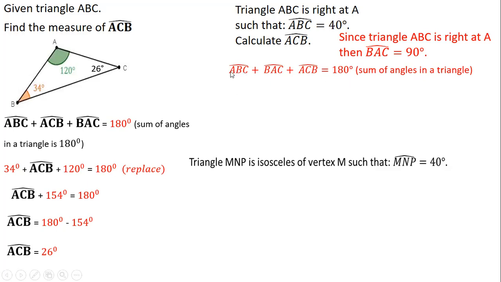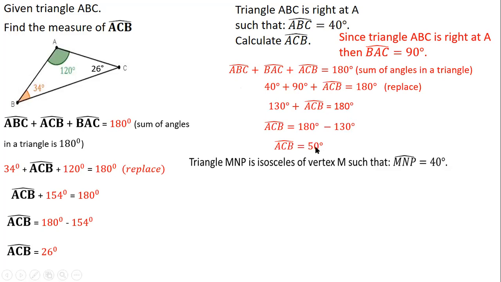Now let's replace. Angle ABC is 40 degrees, so I replace it by 40 degrees. Angle BAC is 90 degrees, so I replace it by 90 degrees. Angle ACB is missing, so I keep it as it is, equal 180 degrees. Now 40 degrees plus 90 degrees is 130 degrees. Now to get the missing angle ACB, always 180 degrees minus 130 degrees. So angle ACB will be 50 degrees. This is the missing angle. I got it. So these are three practicing exercises. Please solve them on draft again.